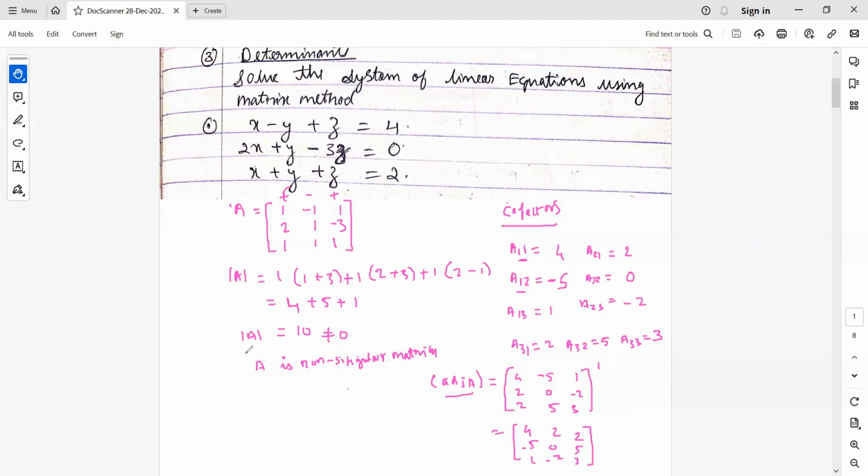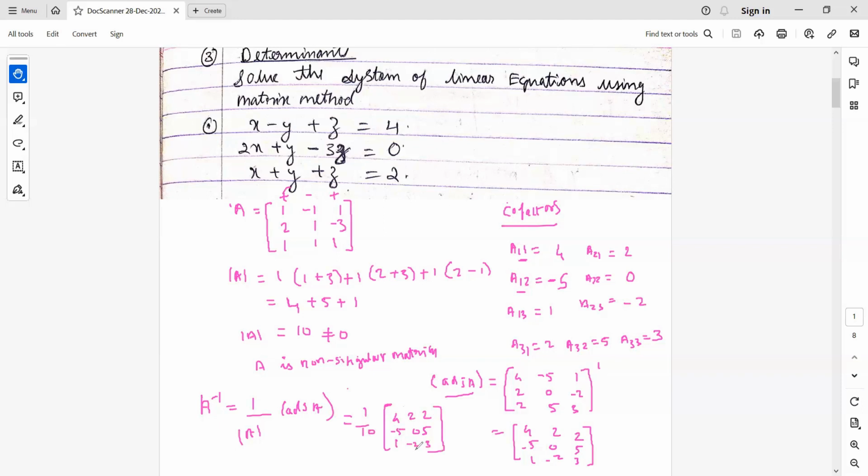So we have calculated the determinant and also the adjoint, so we can write down A inverse. A inverse is equal to 1 upon determinant of A into adjoint of A. Using this formula, I'll write down directly. This will be 1 upon 10 into 4, 2, 2; minus 5, 0, 5; and then 1, minus 2 and 3. So this will be A inverse.